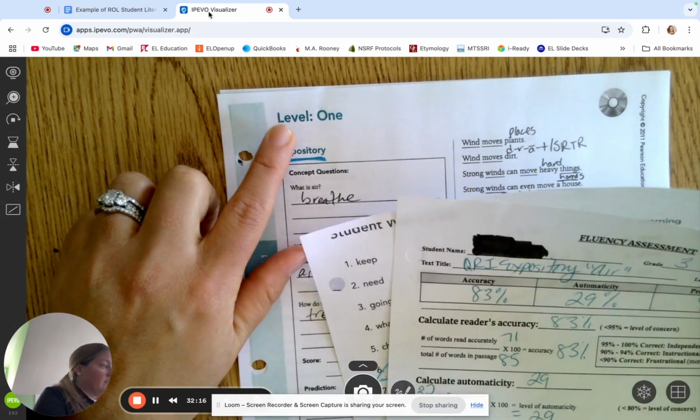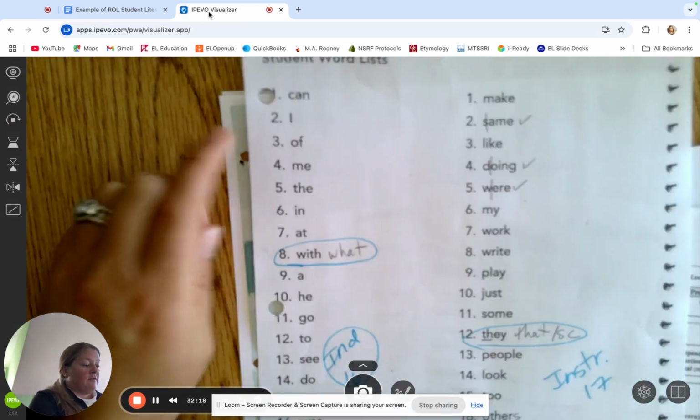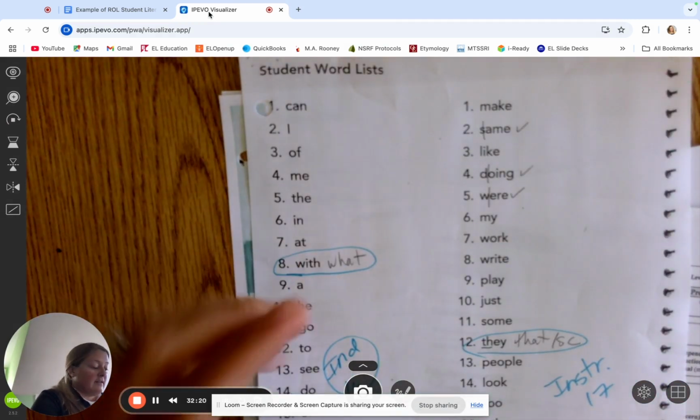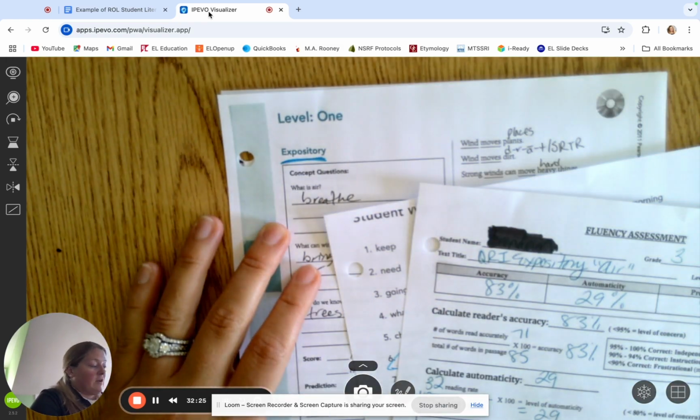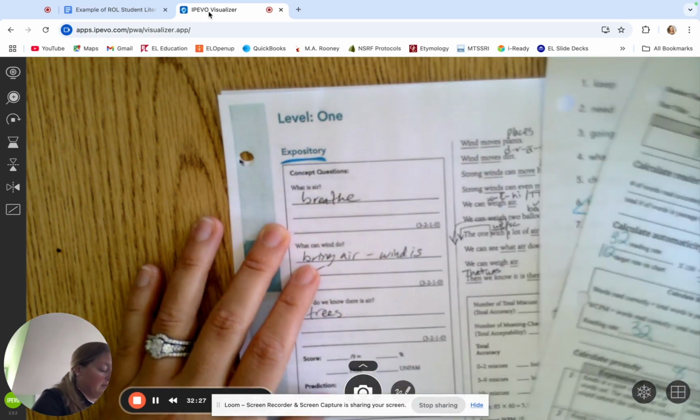Because the highest independent list read was a grade 1, I pulled a grade 1 passage, level 1. So that's what you do. You give this assessment to figure out what their highest independent is, and then you give them the level that corresponds with that list to see how they did.